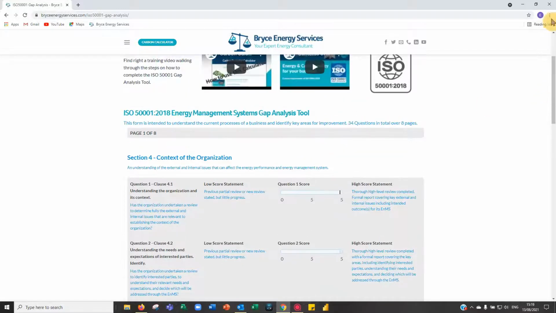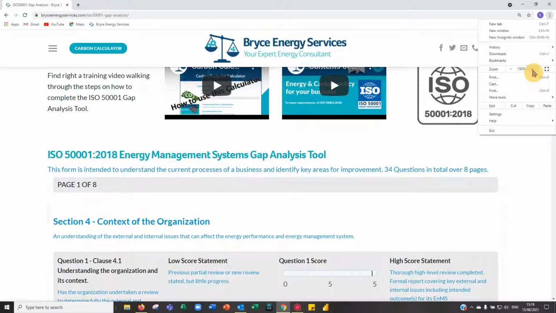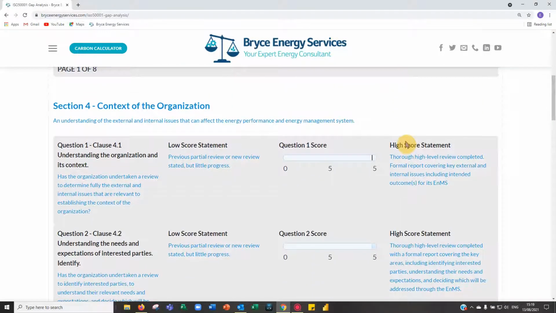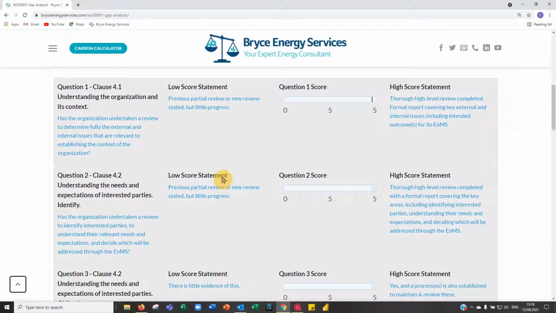Now let me just quickly zoom in a little so you can see a slightly larger version of it as we go through. So we start with section 4, context of the organization. I'm not going to read through each one, but just enough to give you a feel for the process and how you go about it.